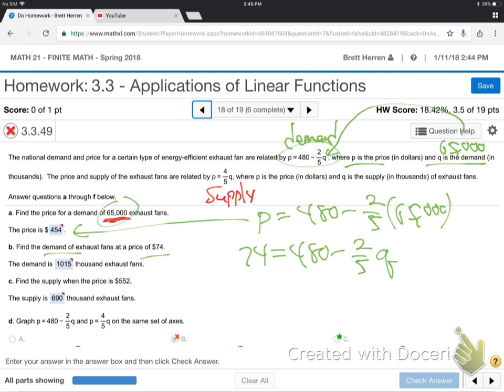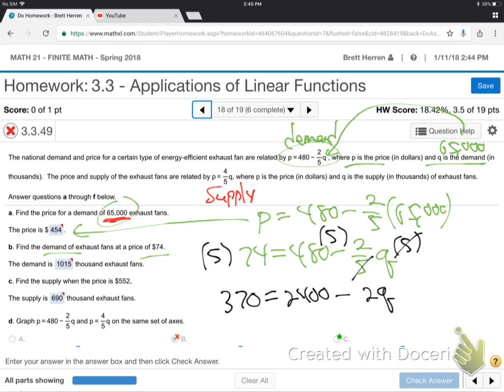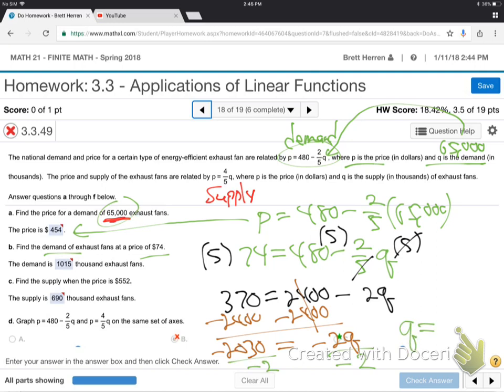There's a couple ways. I'd get rid of that fraction first off. I'm going to multiply through by 5. Cancels here. What's this? 5 times 74, 370. 5 times 480 is 2,400. Minus 2Q. Everybody see that? Got rid of that. And then subtract 2,400. Boom, and that's 370 minus 2400 is minus 2030 equals minus 2Q. Last step, divide by minus 2. Q equals, what's 1015, huh? Which is the answer.